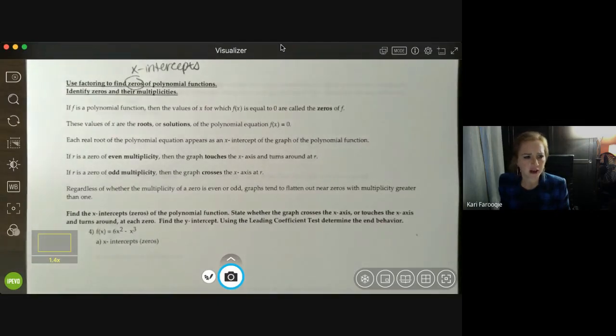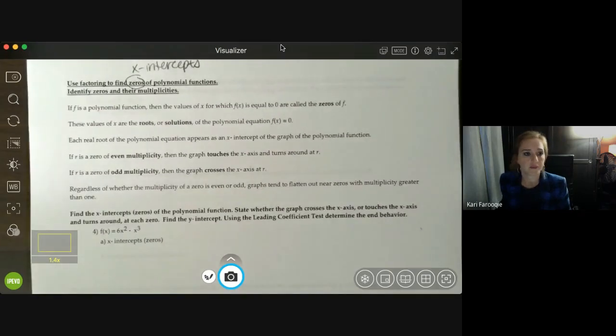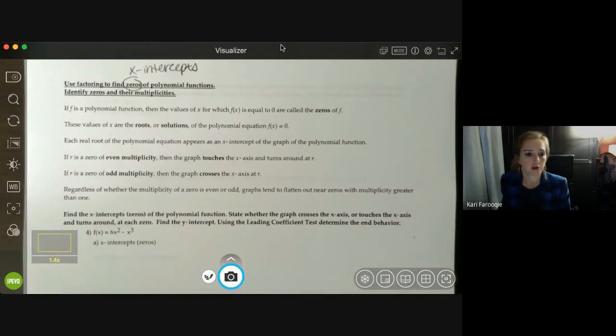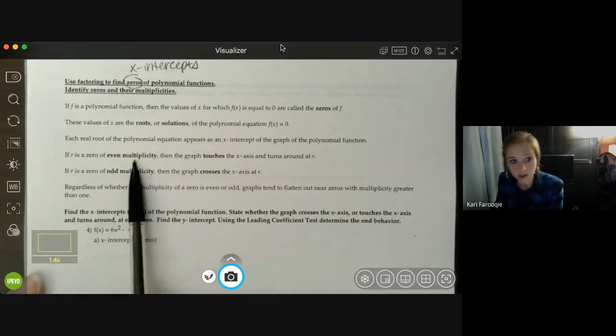All right, so these values of x are the roots or solutions of the polynomial equation, f of x is equal to 0. We're going to be using this concept later on in the chapter to solve equations for values. Each real root of the polynomial equation appears as an x-intercept of the graph of the polynomial function. If r is a zero of even multiplicity, then the graph touches the x-axis and turns around at that zero. Today we're going to be finding the zeros by using factoring, and we're going to say what's happening at each zero. To do that, we're going to look at the multiplicity.